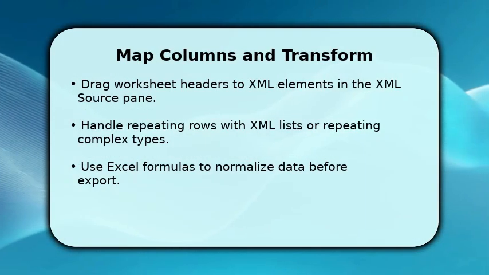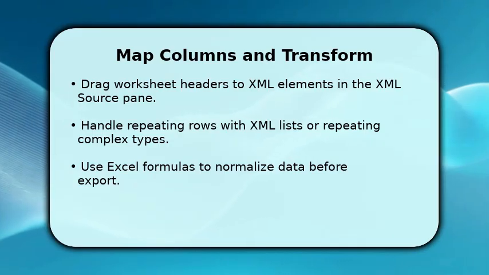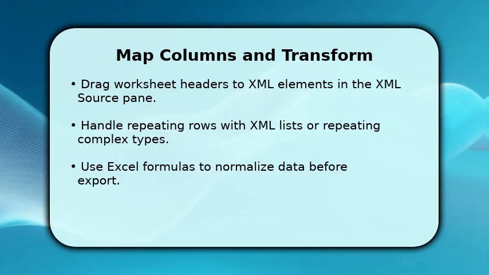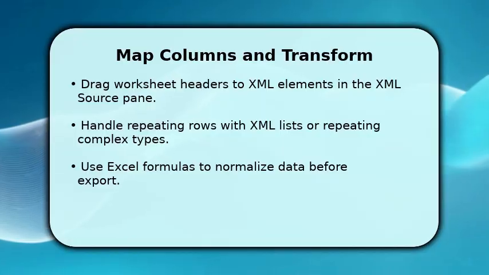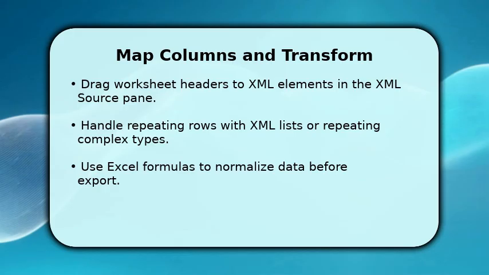You now map worksheet columns to XML elements and transform data where needed. Drag each header to its corresponding element in the XML source pane. If you have repeating rows, map them to a repeating element or wrapper node to preserve sequence. Use Excel formulas or helper columns to normalize dates, numbers, and enumerations so the XML validates against the schema.